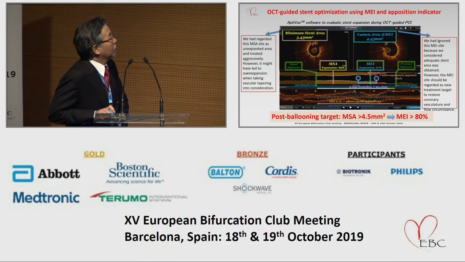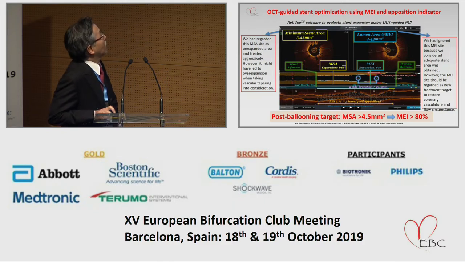The new Abbott machine launched this function, OPTIMUM software. It showed the stent expansion index in the middle panel. Here you can see the minimal stent area shown at the distal part. However, the stent expansion index is 89%. So this is satisfactory expansion.